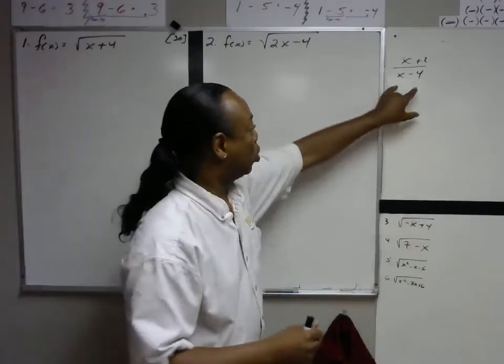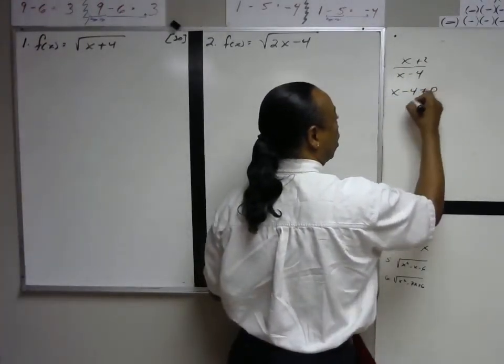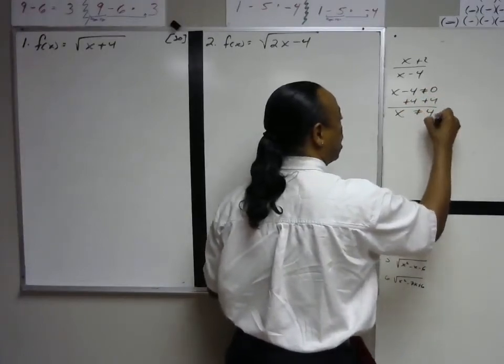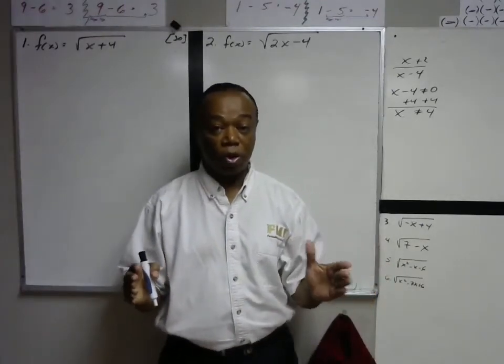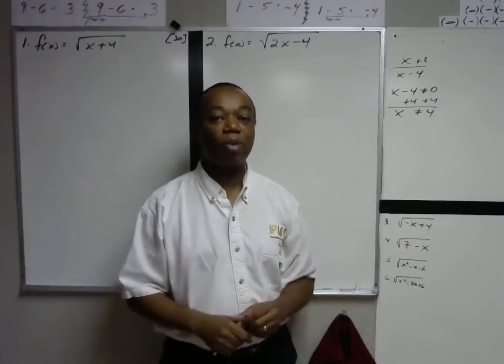And the way we found the domain was knowing that you cannot have zero in the denominator. So we took the expression out of the denominator, and quickly solved for x. And this let us know that out of all the numbers on the number line, you cannot use 4 in this expression. So you cannot use that for input.